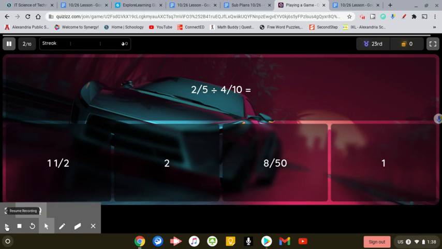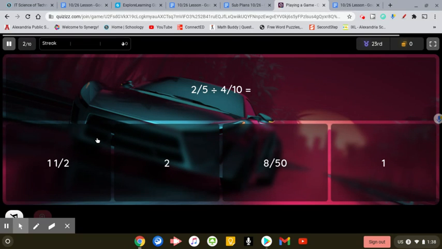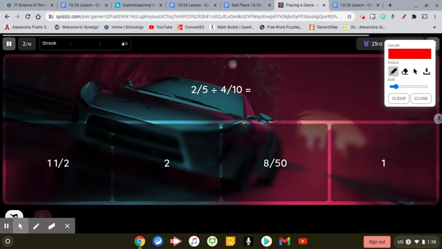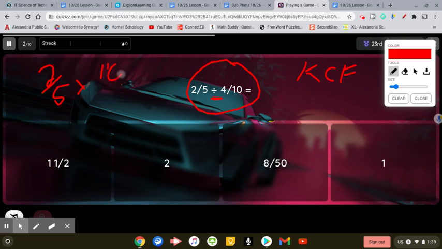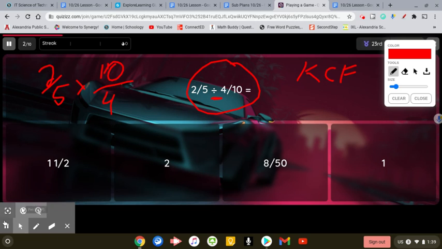So I skip to the next one. Very similar on this page. Again, dividing is what I'm looking at. So I'm going to use that same keep, change, flip strategy. Keep the first fraction, change it, flip it over. Now notice I might have to reduce my fraction when I get my answer. That'll happen quite often. So make sure you do that from time to time.